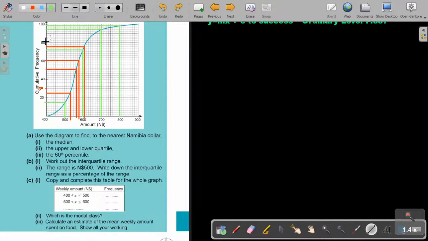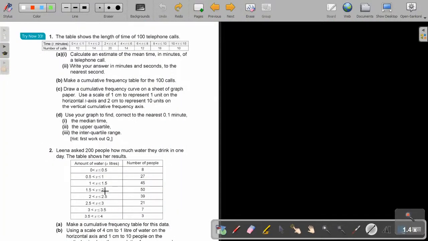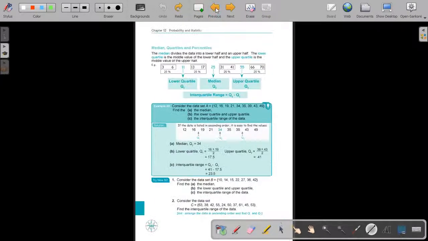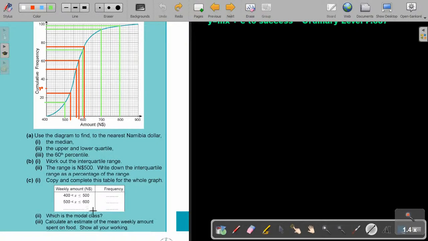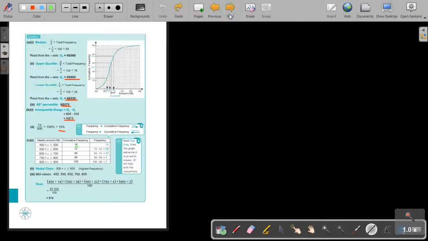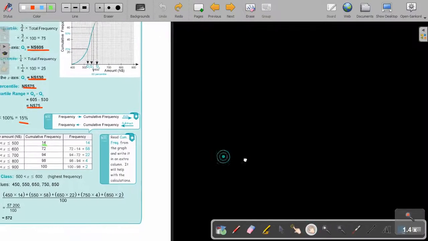And at 800, it's going to be 90, and now it looks like 98. No, sorry, I went too far. It looks like 98. Let's just go. It looks like 98, and then the top is 100.